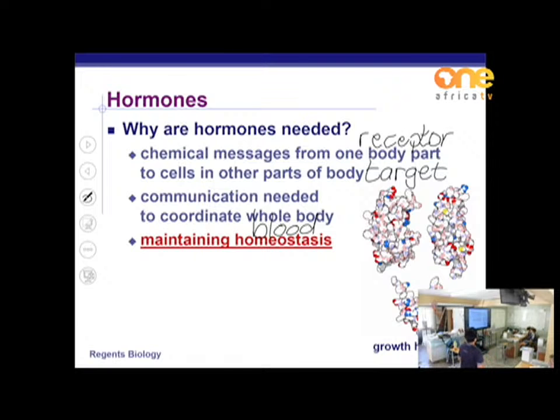Now, because it is about homeostasis, it is about change that is taking place in the body. Okay. And this change must be detected, and something must give the message to the target cells. And normally this communication is happening through the bloodstream.